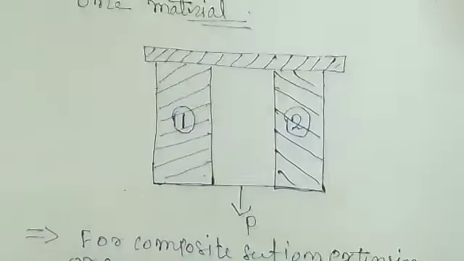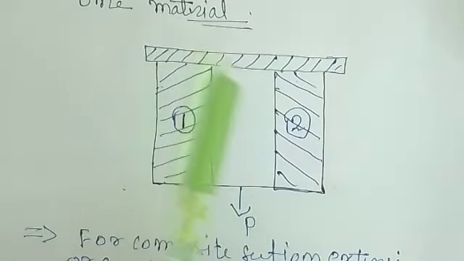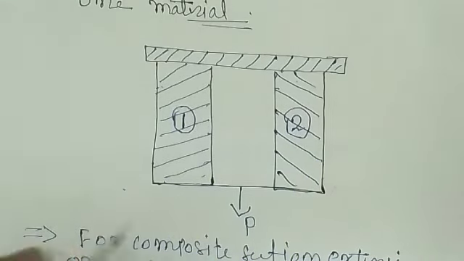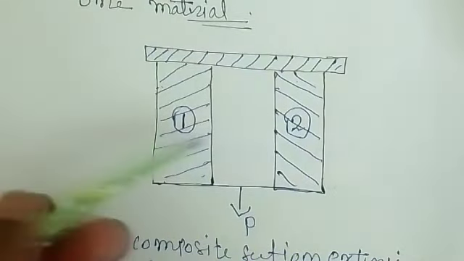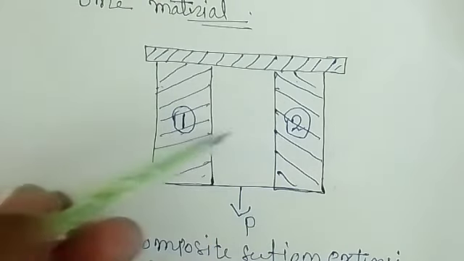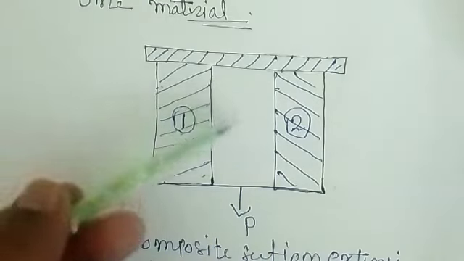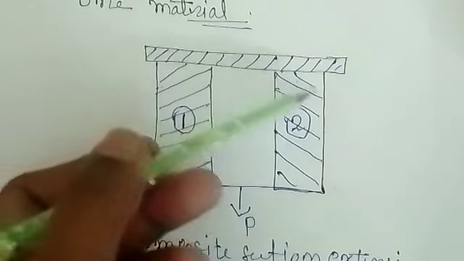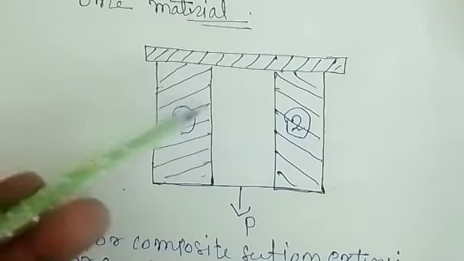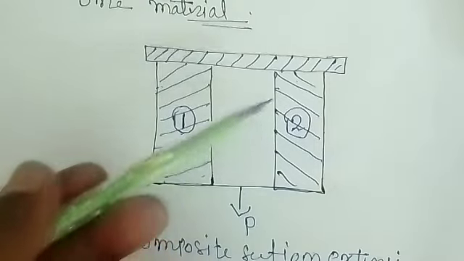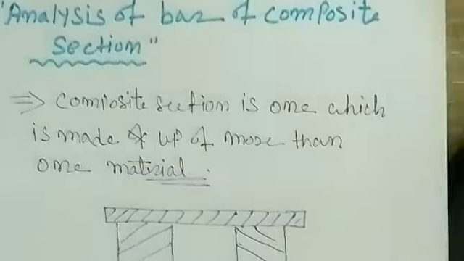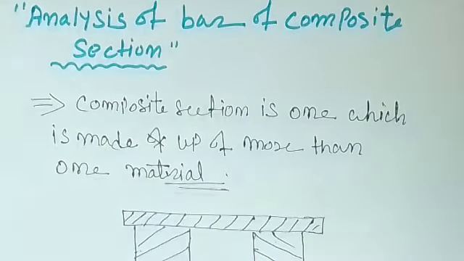Before that, for the section we have considered, let's say this is bar 1 and this is bar 2. Bar 1 has load P1, bar 2 has load P2, Young's modulus is E1 and E2, the cross sectional areas are A1 and A2, and the stresses induced are sigma 1 and sigma 2. So very quickly we can write down this data, because it will be good for you to understand at the time of revision.